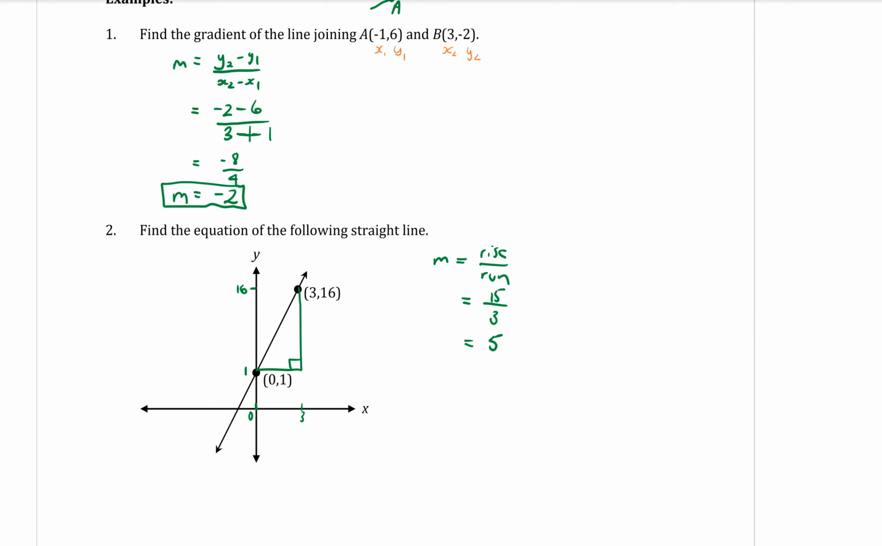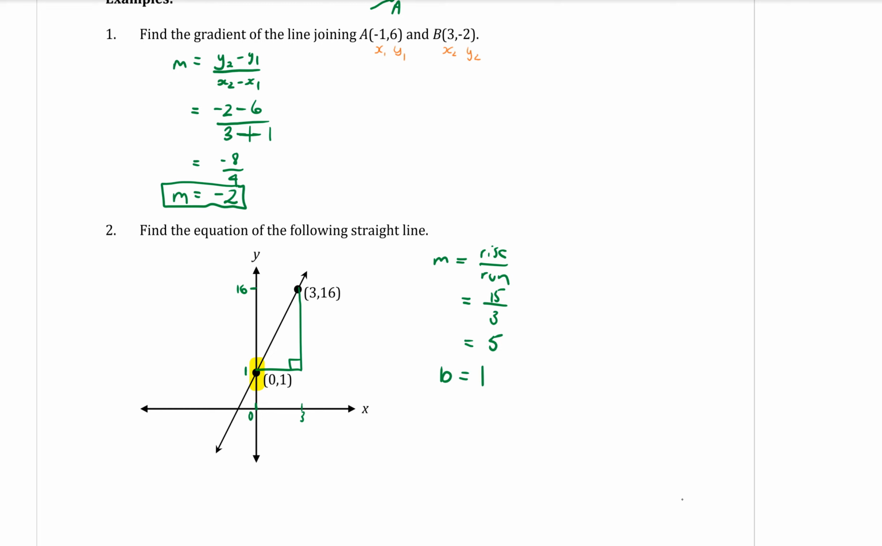Okay, so I know the gradient. If I can find the y-intercept, then I can use the y equals mx plus b form. I can get the y-intercept. It's right here. The y-intercept is wherever your line goes through the y-axis. So in this case, mine's going through at 1. So b is equal to 1.